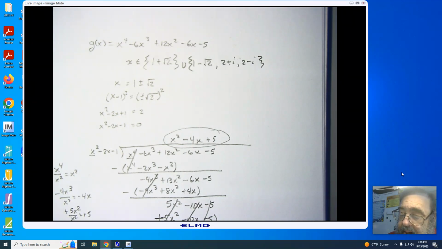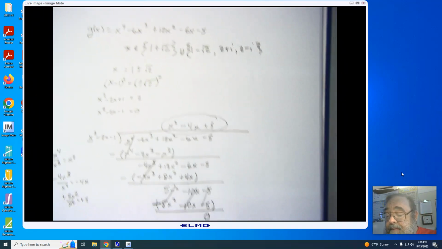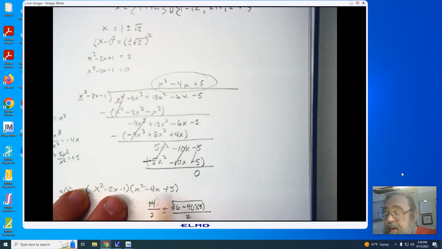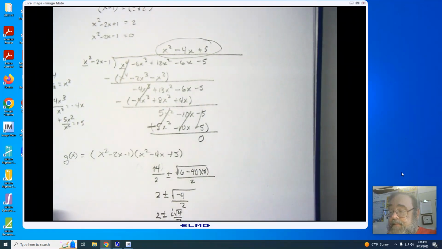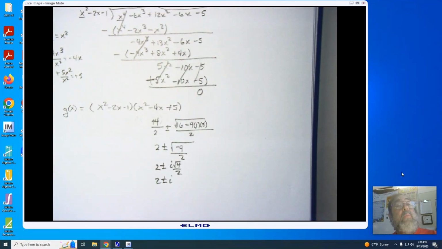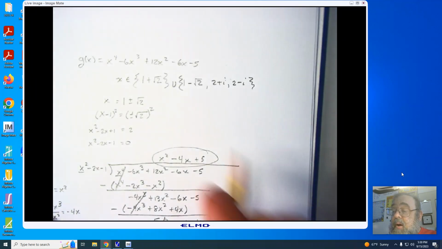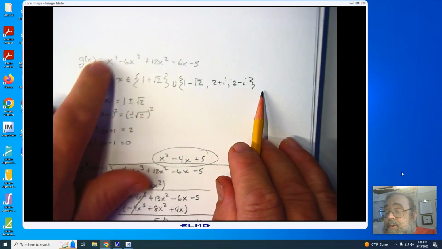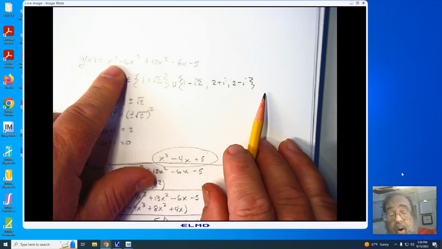Our goal is not to find that. Our goal is to find the zeros. So I took this piece, which does not factor, and I now use the quadratic formula to find the remaining roots. The remaining roots were 2 plus or minus i. Putting it all together, I found the three remaining roots of the quartic polynomial that has a degree of 4.